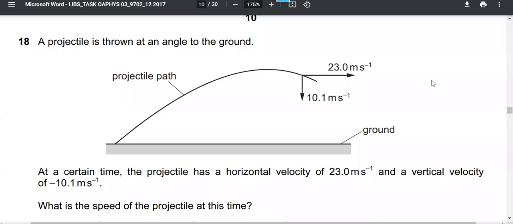All right, in this worked example, we'll be looking at some projectile motion. And the question reads, a projectile is thrown at an angle to the ground. At a certain time, the projectile has horizontal velocity 23.0 meters per second and a vertical velocity of negative 10.1 meters per second. What is the speed of the projectile at this time?